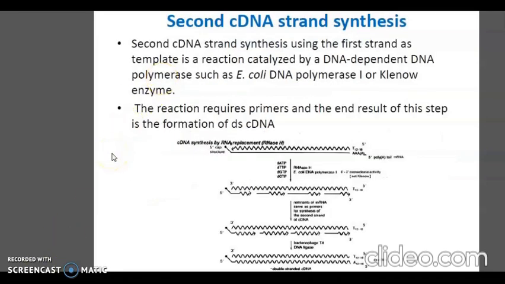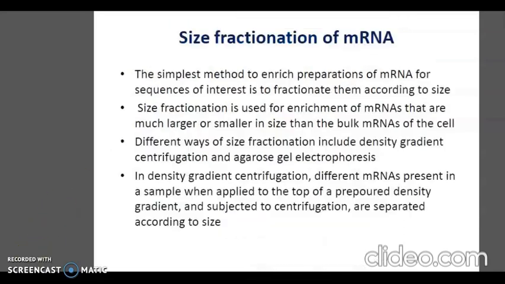The second cDNA strand synthesis, using the first strand as template, is a reaction catalyzed by a DNA-dependent DNA polymerase such as E. coli DNA polymerase I or Klenow enzyme. The reaction requires primers, and the end result of this step is the formation of double-stranded cDNA.